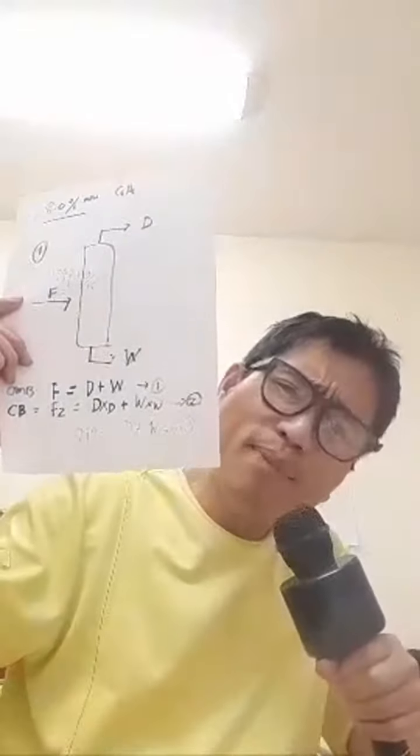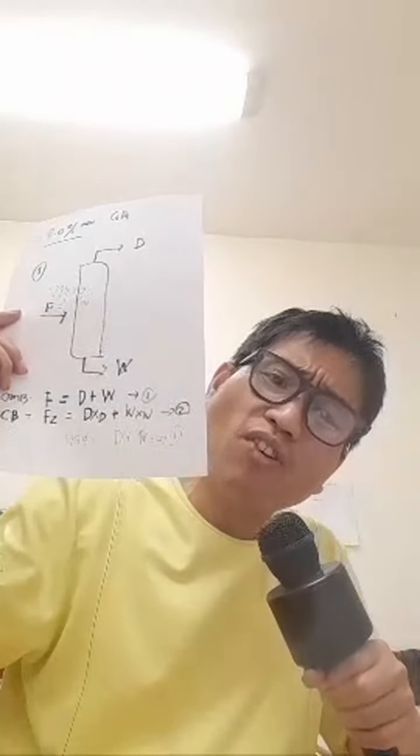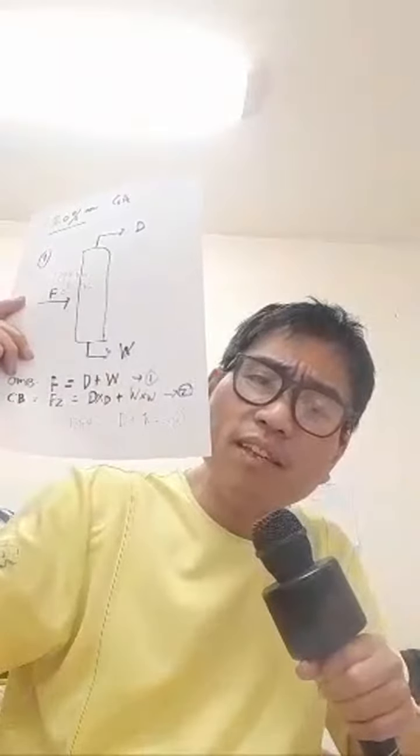828.7 distillate in kilogram per hour. So we have now the distillate, D, and we have all the bottoms. But we have also equation number 1 that involves D and W. Let's use overall material balance 1 to prove that we are correct. 1744 is equal to distillate plus the bottom product. Let's compute first the distillate.